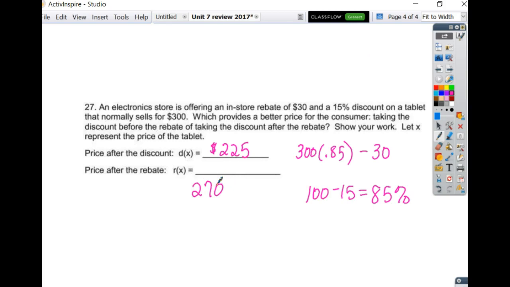And how much do I have to pay of the 270? So take 270 times 0.85. What do you get for an answer? 229.5. So which way is the better deal? Discount first, then the rebate. Real math. Okay, all of you try number 26 while I talk with my favorite counselor. It works exactly the same way as what we just did.